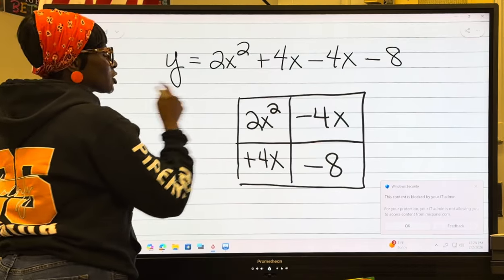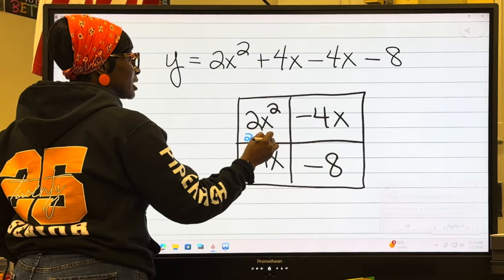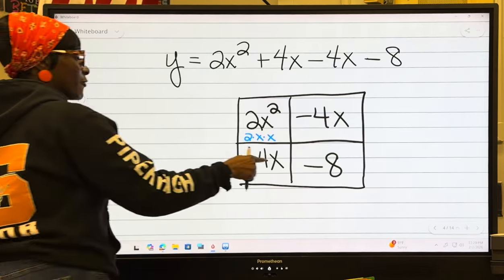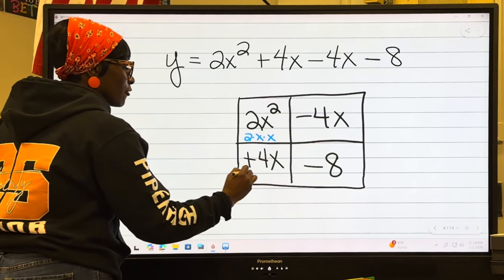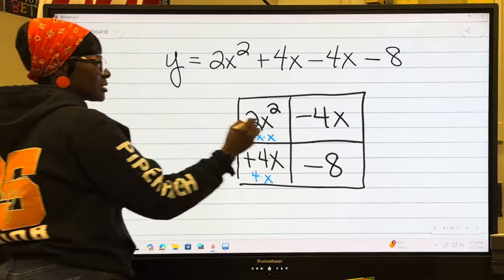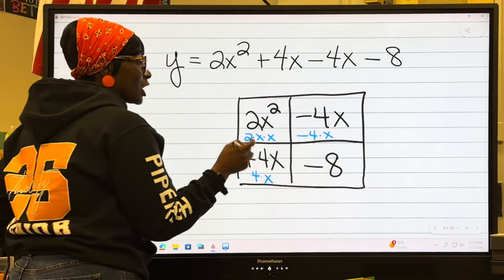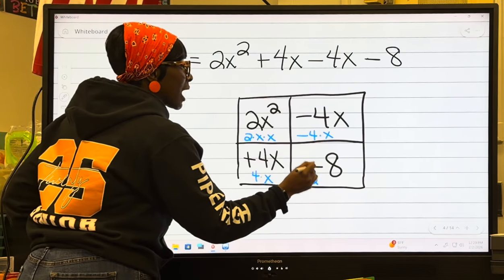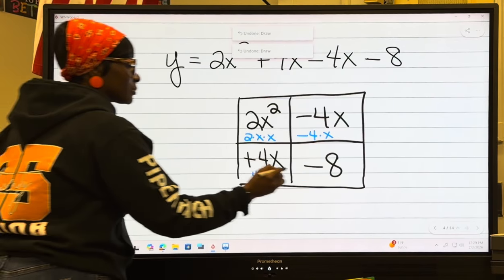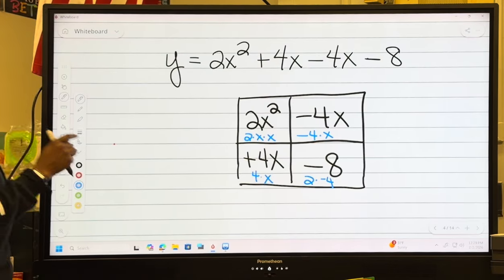How do you get 2x squared? So it's 2 times x times x. Do you agree? Do y'all agree? Yes? How do you get 4x? 4 times x. How do you get negative 4x? Negative 4 times x. And how do you get 8? You can do negative 2 times 4, or you can do 2 times negative 4. Do y'all agree? Yes? All right.